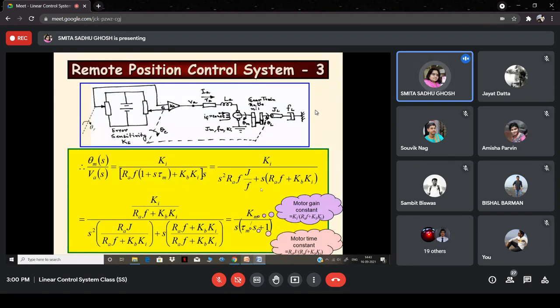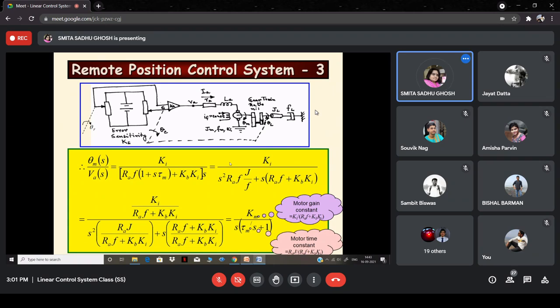Right. So coming back, this tau m is equal to j by f. Just putting that over there, we'll collect similar order terms. The second order term happens to be RAF into S square into j by f. Then collecting the first order term, you have RA into F into S, plus KBKIS. So basically the overall transfer function model becomes this, that is what you can see over here.